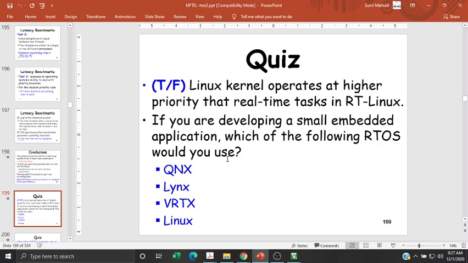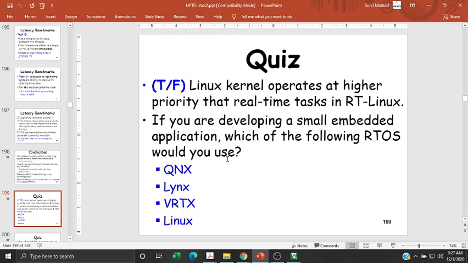So it's up to you to answer this quiz. The Linux kernel operates at a higher priority than real-time tasks in Linux. True or false? Any answers? Yes, it is true, because RT Linux kernels work on Linux, but the real-time tasks should have at least the same priority or higher priority compared to the Linux kernel. Then only can you meet the deadlines with respect to what is called real time.